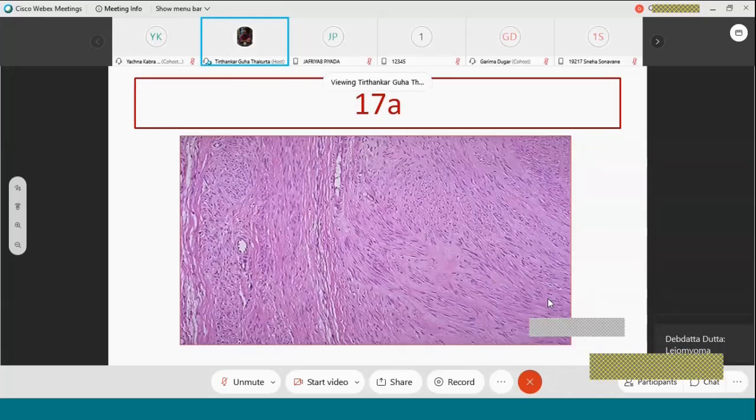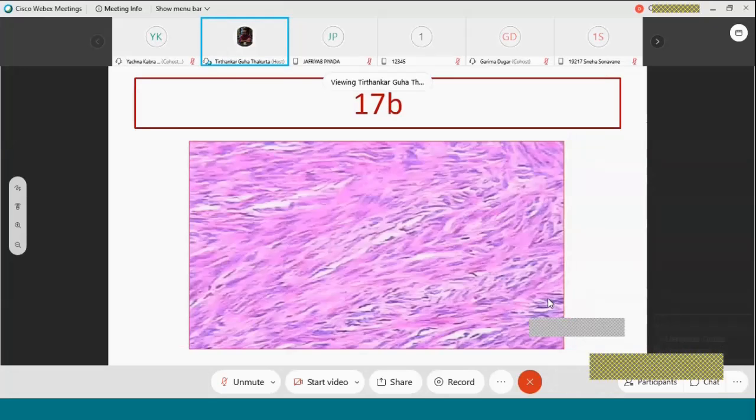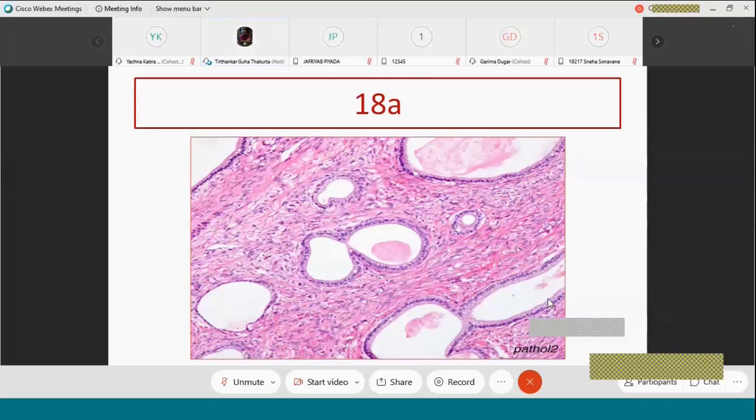Very good. This is a high-power view of the leiomyoma showing spindle-shaped cells with elongated nuclei. This is another very interesting tumor that happens in the abdomen. If you can identify the nature of the stroma, there is one typical organ which under high power shows a stroma like this, in which multiple cysts have formed. So what is the organ here? Can you identify the stroma? This kind of a dense stroma?